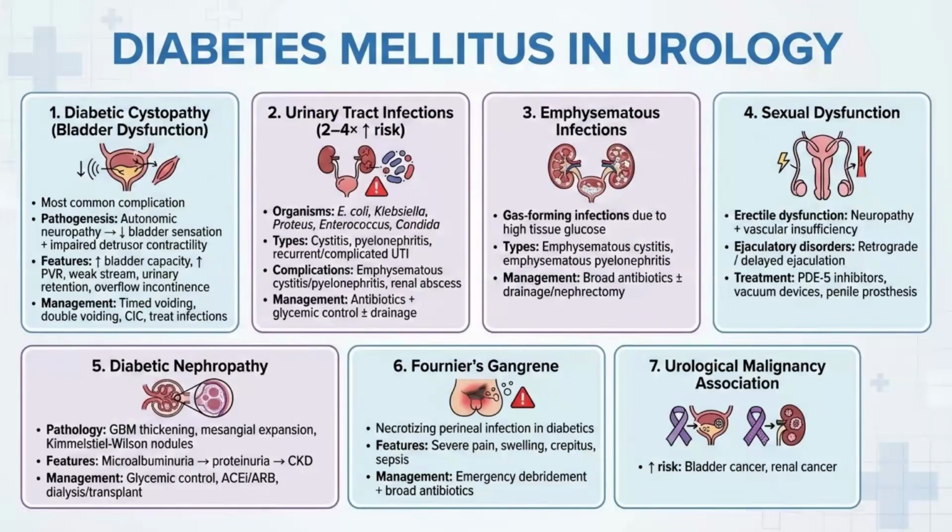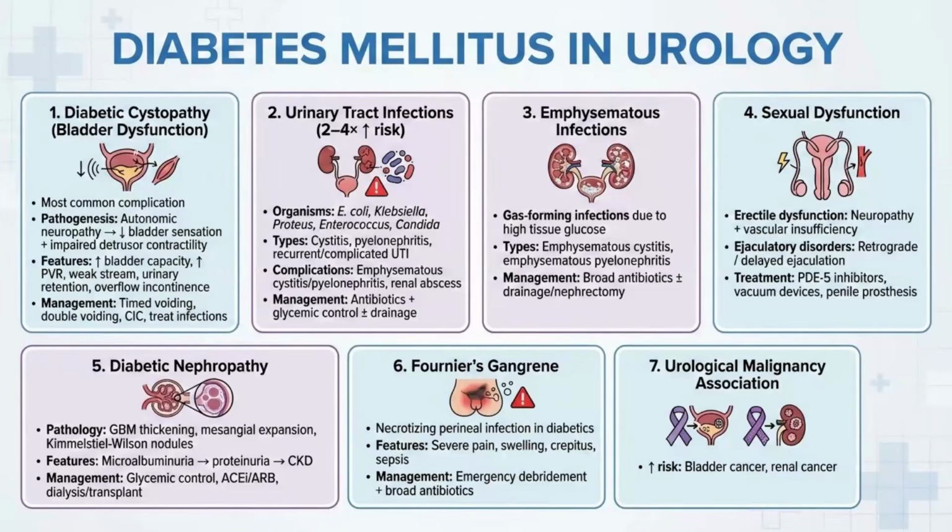The diseases in urology commonly linked to diabetes are, first, diabetic cystopathy, which is the most common complication of diabetes because of autonomic neuropathy. There is increased bladder capacity, increased post-void residue, weak stream, retention, and overflow incontinence. Management is timed voiding, double voiding, CIC, and treatment of infections. Urinary tract infection risk is increased, most commonly E. coli, Klebsiella, Proteus, Enterococcus, and Candida.